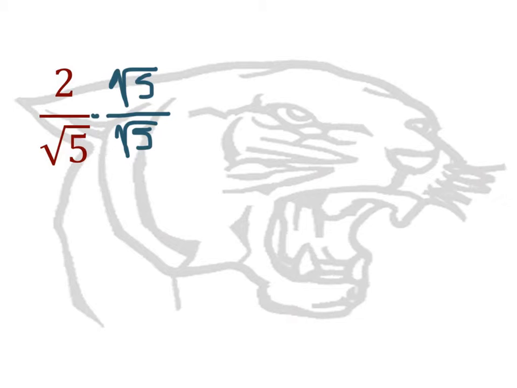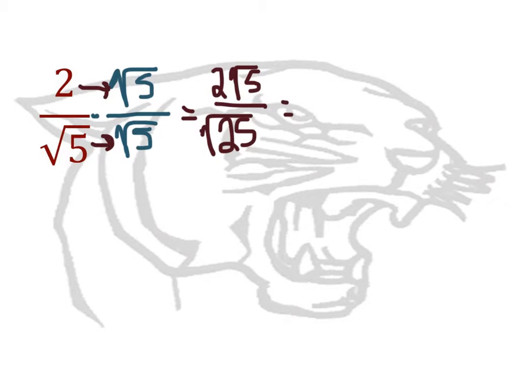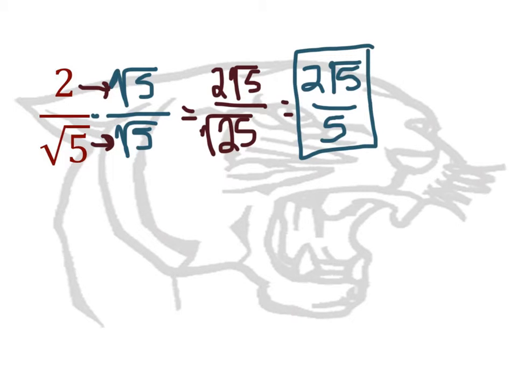When you're multiplying fractions, you multiply straight across. So 2 times the square root of 5 would just be 2 square root of 5 over the square root of 5 times the square root of 5, which is the square root of 25. And you know what the square root of 25 is. That's 5. So on top we have 2 square root of 5. In the denominator we have 5. That would be your answer.